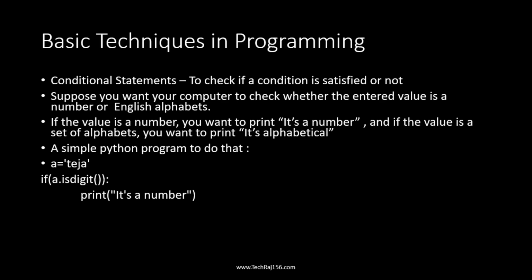All right, so this is the first condition, and the second condition is elif. Elif is actually nothing but else if. Okay, and in the second condition I'm saying a dot isalpha, and isalpha is an inbuilt Python function, and what it does is it takes the value a and checks if a contains only letters. Okay, so this is an inbuilt Python function to check if the value is alphabetical. And if this condition is satisfied, we are going to execute this print statement, and it's going to print it's alphabetical.